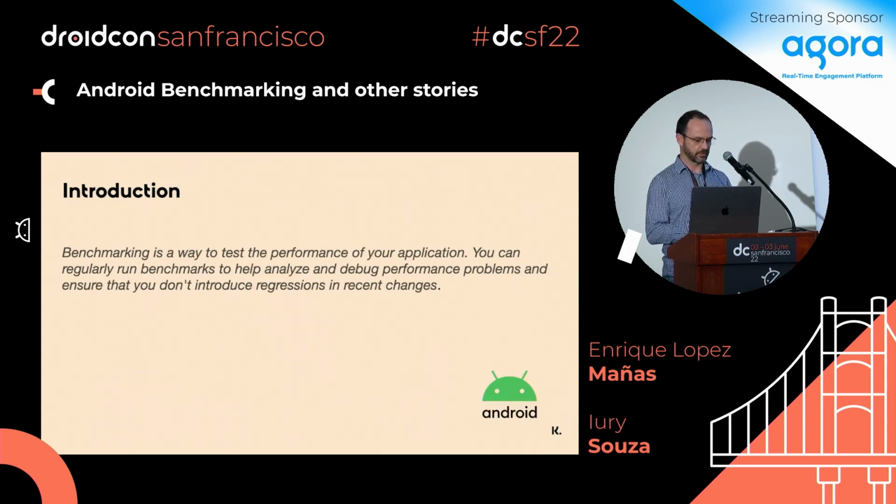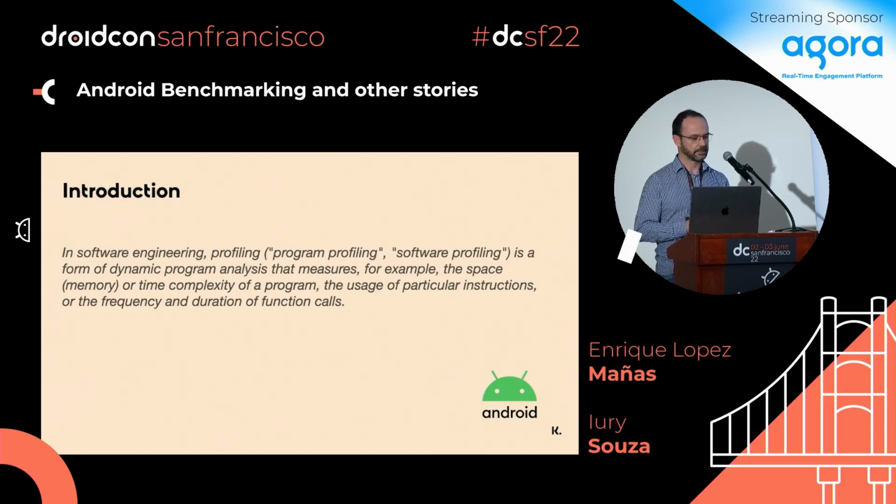A bit more of an Android-specific definition would be that benchmarking is a way for us to test the performance of our application. We can regularly run benchmarks to analyze and debug performance issues that can be happening, and make sure that we are not introducing regressions in the changes that we are making to our app.